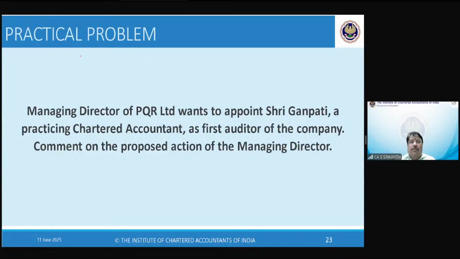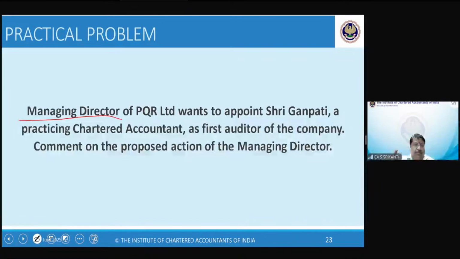Managing Director of PQR Limited wants to appoint Sri Ganapati, a practicing CA, as first auditor of the company. Comment on the proposed action of the MD. Friends, the question is to be read very carefully. Board can appoint the first auditor within 1 month, 30 days. But the managing director cannot appoint. This is not one of the inherent powers of the managing director. The MD does not have this power.